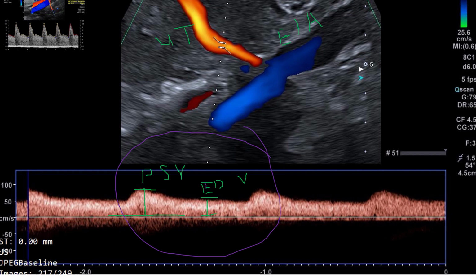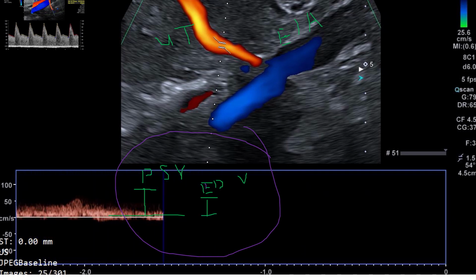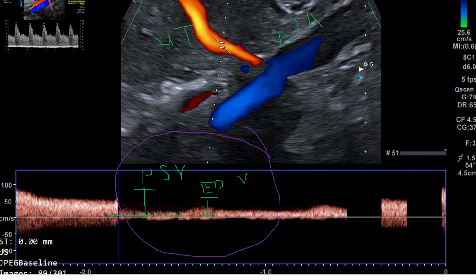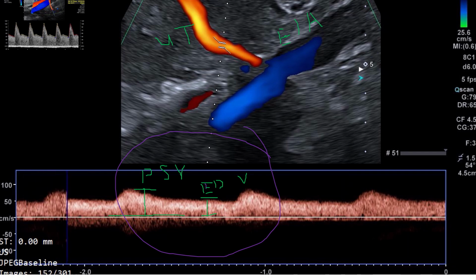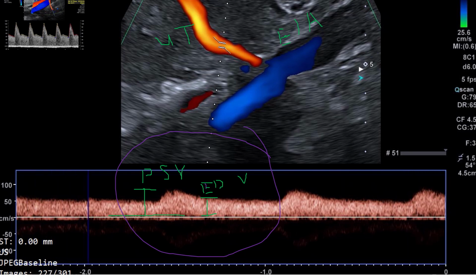Okay. So now you can see the waveform there. You must wait until you pick a good signal. You see, we are getting a good signal now. That's a good signal. This is a good signal. So that is how you measure your uterine artery Doppler. So let's do it again, like that.